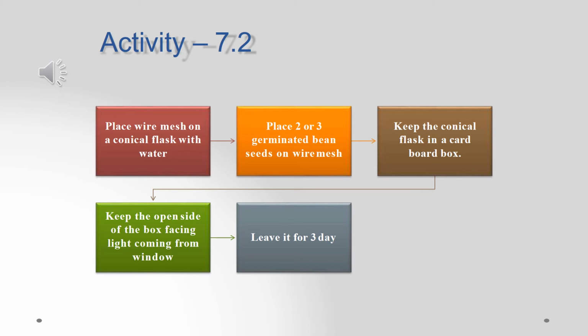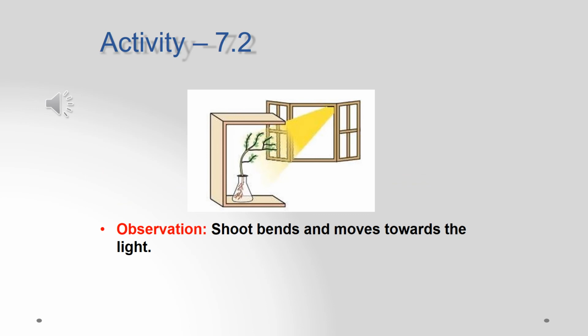The way I told you, keep a healthy potted plant in a dark room. You will observe that it is a dark room, but if you allow some light to enter from one corner of the room, you will observe that stem is bending towards the light. This is phototropism. Let's see what will happen here in the germinated seeds. This is the observation. Shoot bends and moves towards the light. Can you see here? There's a dark room, the cardboard is open only from one side, okay, and then light is coming from the window, you will see the roots will move away from the light and shoot will move towards the light. So roots are showing negative phototropism and shoots are showing positive phototropism.